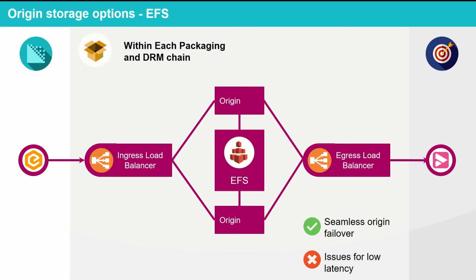A little bit about some experiments we're doing with how we scale out. We started with multiple origins in each chain, and we started with experimenting with EFS as a storage medium, because that gave us seamless failover, because the archives for each packager were distributed across them.